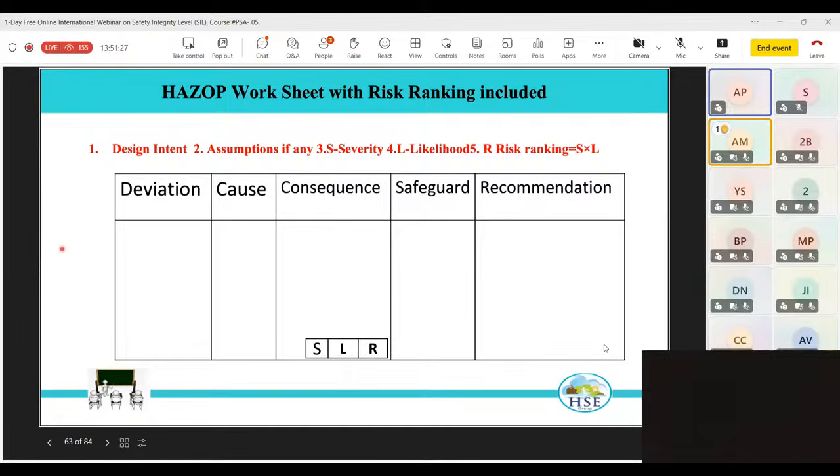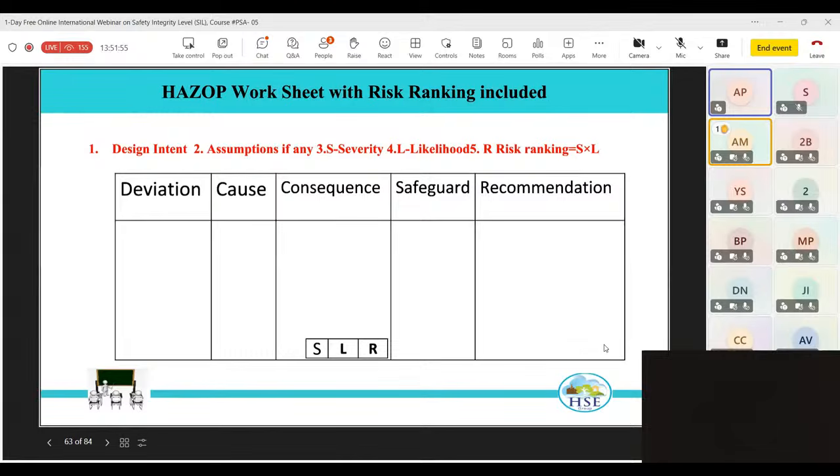Typically, the HAZOP results are captured in a worksheet like this. It has got 1, 2, 3, 4, 5 columns. First column is deviation. Second column is cause. Third column is consequence. Fourth column is safeguard. And fifth column is recommendation.